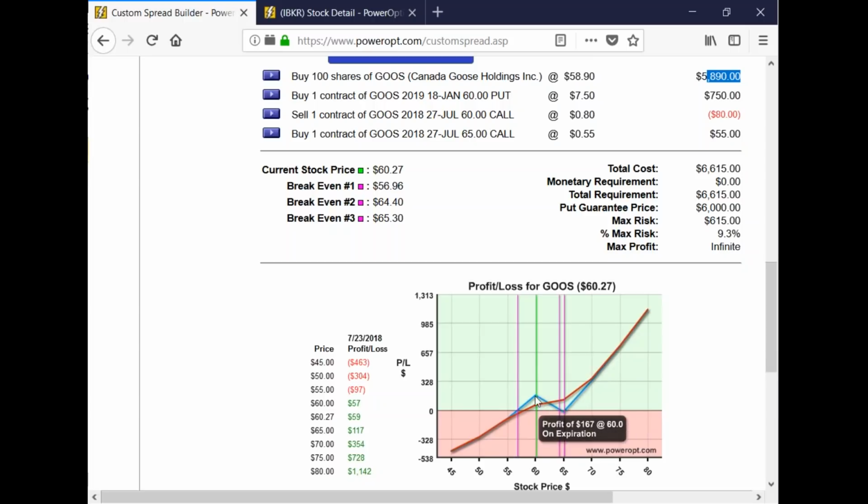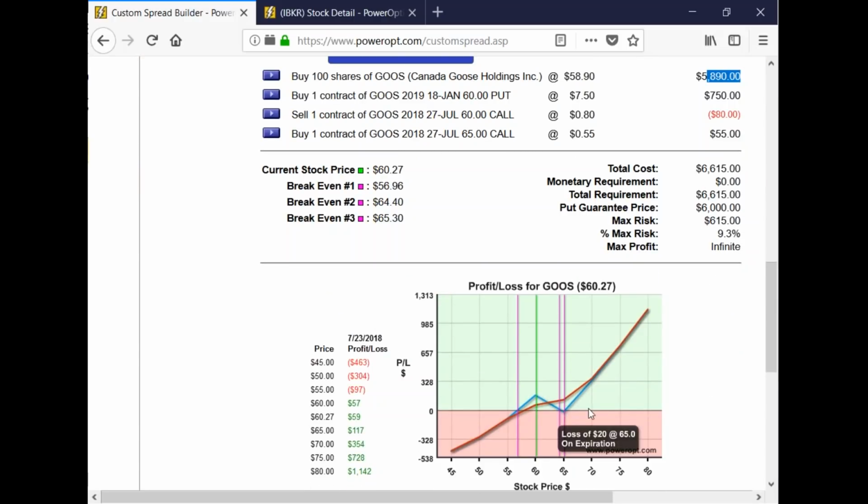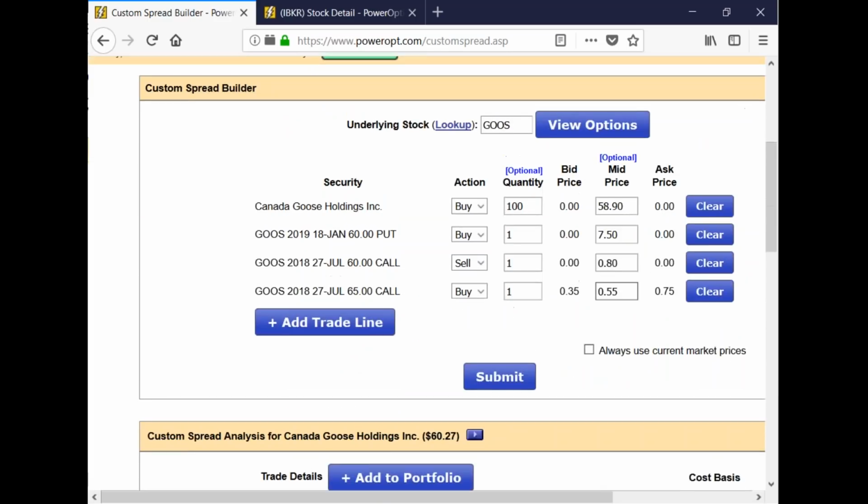Now that doesn't mean the trade is dead. You could roll this spread. You could roll the short and the long call. Perhaps you could make some adjustments, but I don't want to put myself in that position ahead of time. It'd be worse, naturally, of course.